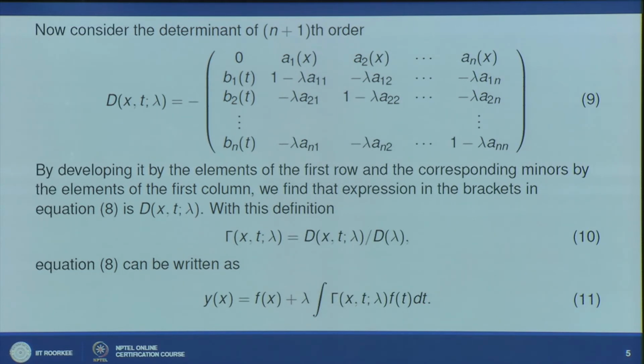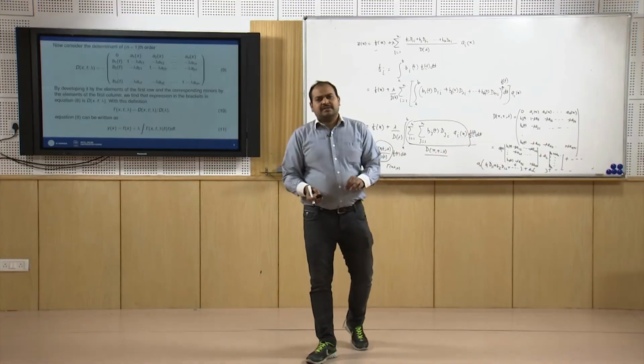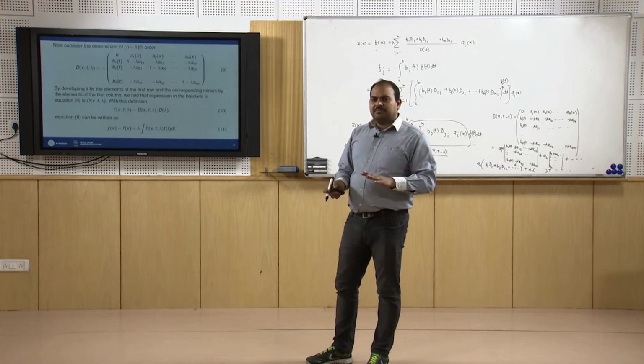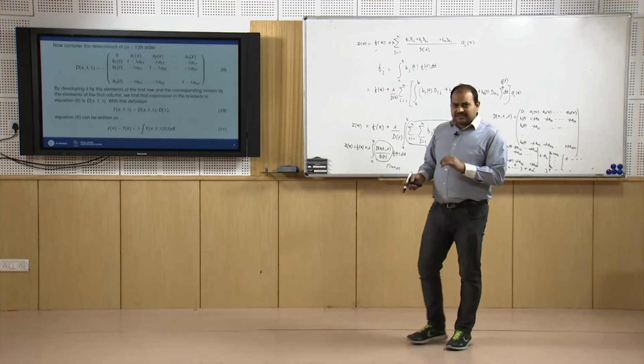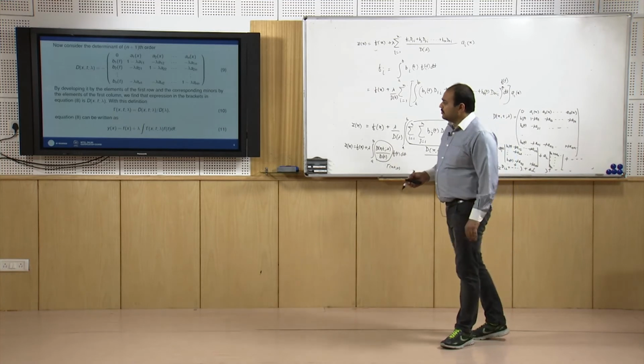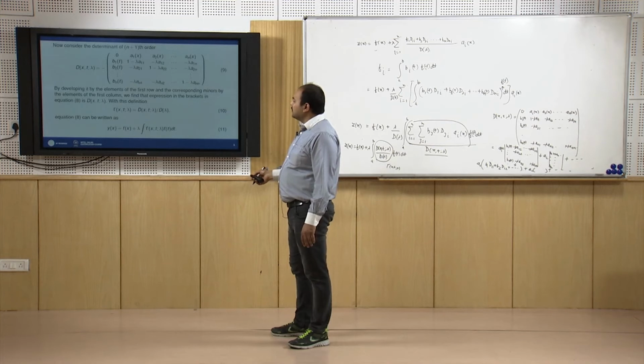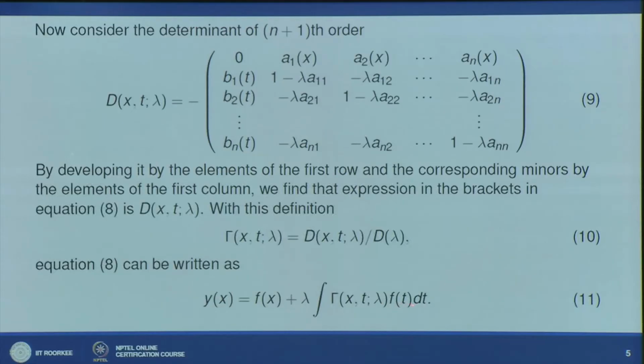So here if you remember, we are dividing this expression D(x,t;λ) by D(λ). So I am assuming that λ is such that D(λ) is not equal to 0. In that case, our solution is given as y(x) = f(x) + λ ∫ from a to b of Γ(x,t;λ) f(t) dt, where Γ(x,t;λ) is defined like this. So if you know D(λ) and D(x,t;λ), which is defined like this, then you can find our solution y(x) in this particular format.